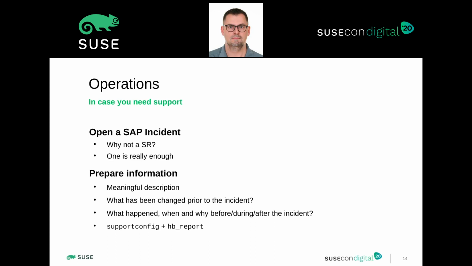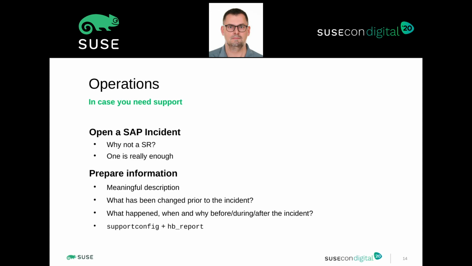"My HANA has crashed, please help" is not meaningful. Also add what has been changed prior to the incident. That can be a change of workload, it can be a software update, it can even be something you might not be aware of, because another department has done something like an upgrade on a SAN switch or a network switch. So try to get this information and provide it, that helps solving the incident.